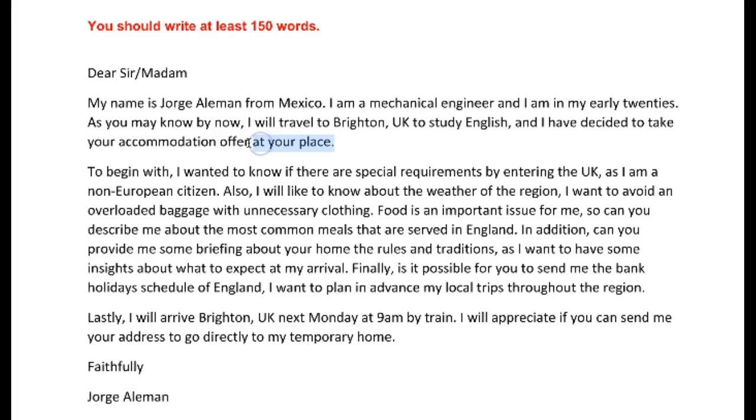You could just say, it's unnecessary language. We know what you're talking about there. So you could take out a couple words there. And I've decided to take your accommodation offer, full stop. To begin with, I wanted to know if there are any special requirements for entering, instead of by entering, for entering the UK, as I am a non-European citizen.